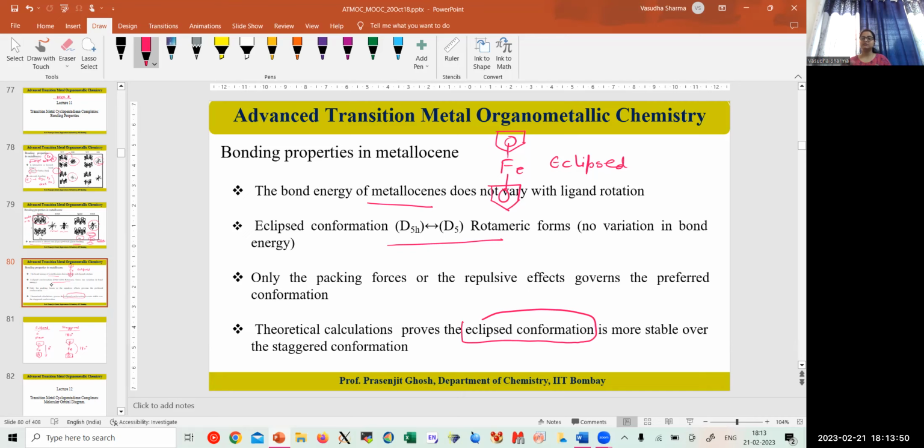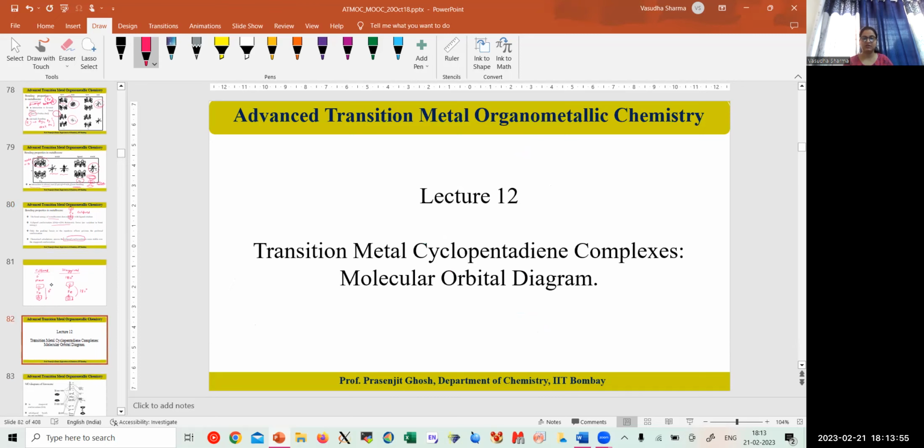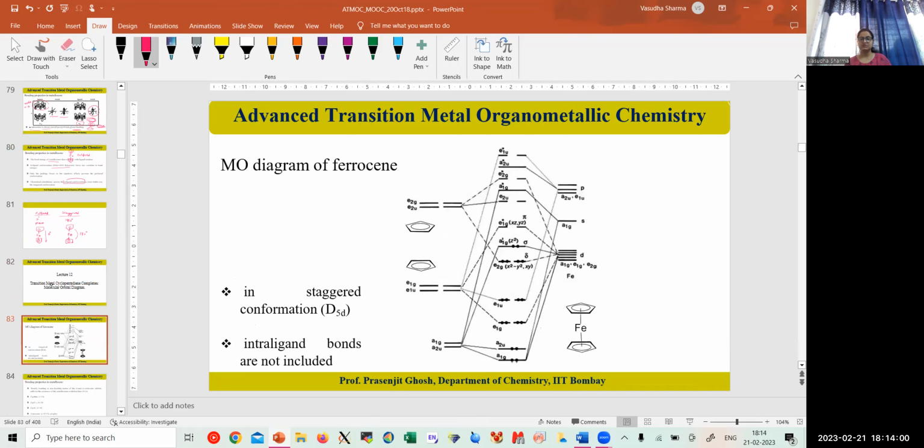Moving towards lecture 12, which is the full detail of your molecular orbital diagram. Here they have shown a molecular orbital diagram of ferrocene, where you need to know what the ligand orbitals and metal orbitals are that could possibly combine, and what the possible combinations between the two are. So you have to jot down all the ligand orbitals and metal orbitals. For that, we need to know what the ligand orbitals actually are.